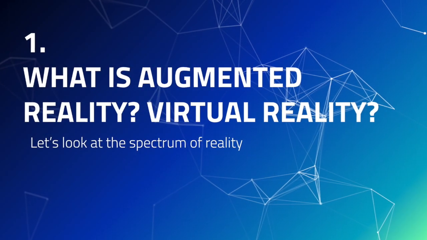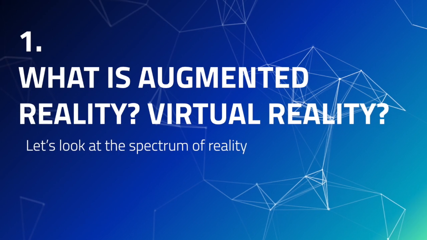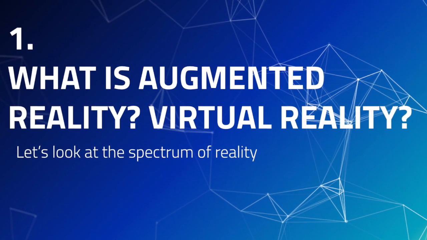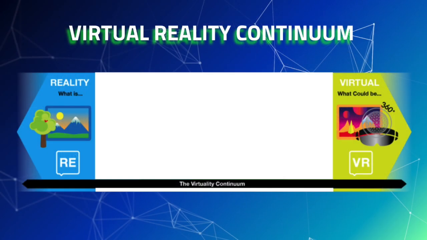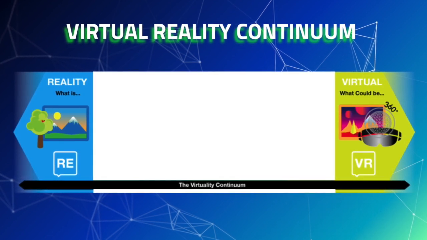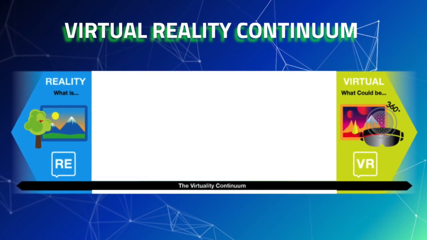So, just what is augmented reality or virtual reality, and what is the difference between them? Let's take a look now at the spectrum of reality. A great way to visualize and understand the differences between augmented, mixed, and virtual reality is by looking at where they fit into the virtuality continuum.